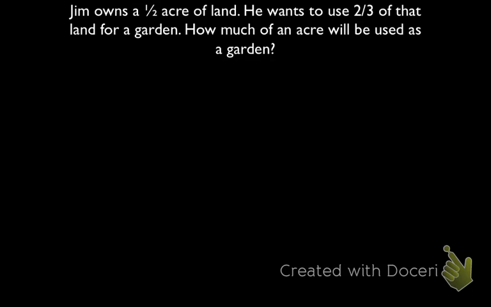All right, let's solve this. So the first problem is about Jim and his acre of land. As I go through, what I like to do is underline the important information, which would be the number and anything that comes after that. So you see that he has a 1/2 acre of land. He wants to use 2/3 of that land for a garden. We want to figure out how much of an acre will be used as a garden. So we're trying to find 1/2 of 2/3.